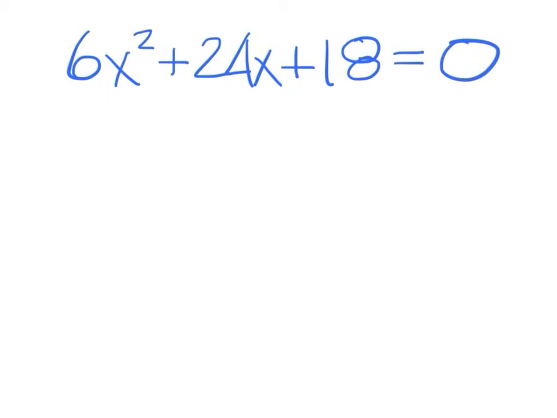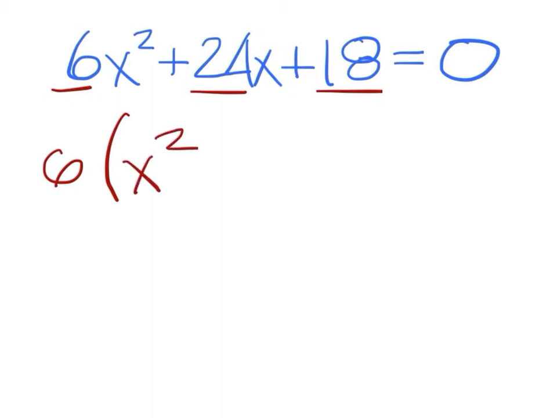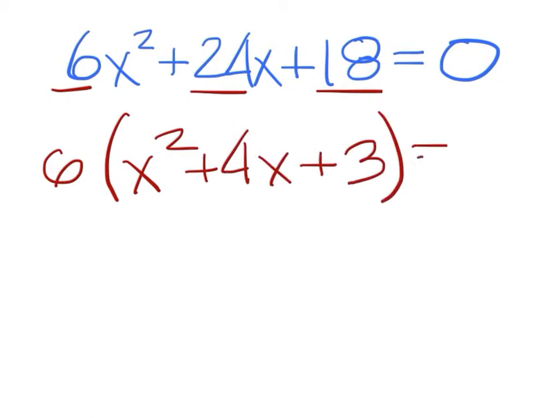What's the first thing I look at? See if anything goes out. Is there a number that comes out of 6, 24, and 18? 6. 6 is the highest one, and that's what you should choose. So what do you have left when you divide out of 6? x squared plus 4x plus 3.